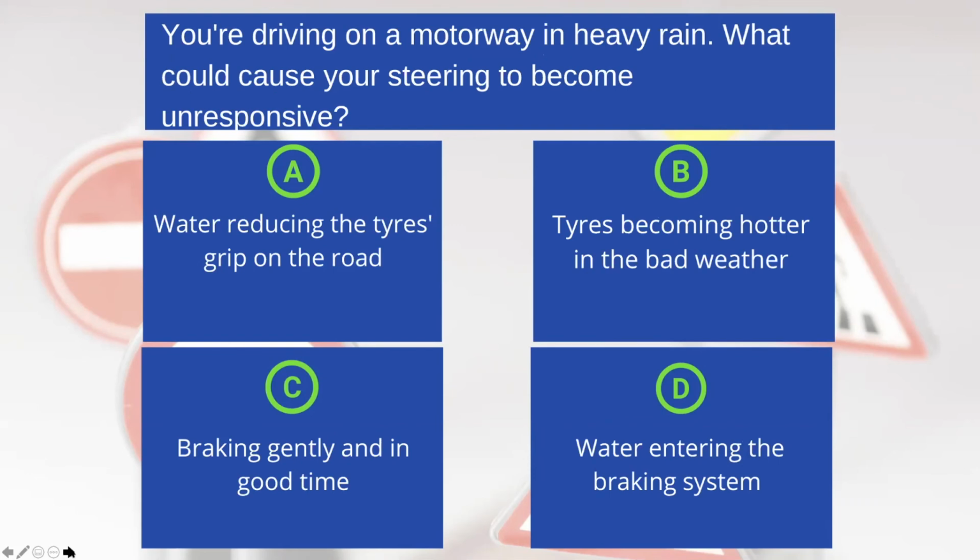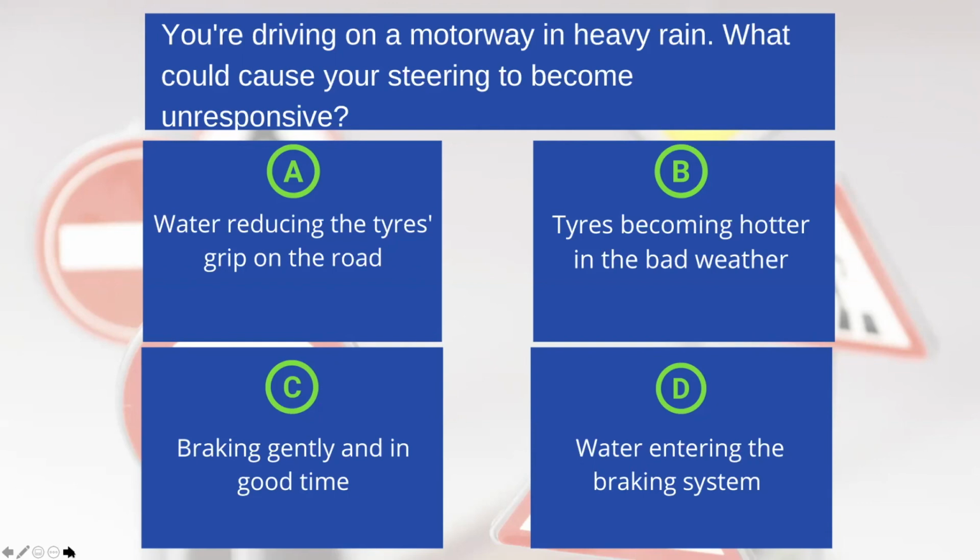You're driving on a motorway in heavy rain. What could cause your steering to become unresponsive? Would it be A, water reducing the tyre's grip on the road? B, tyres becoming hotter in the bad weather? C, braking gently and in good time? Or D, water entering the braking system?